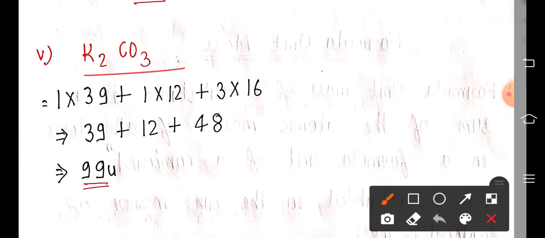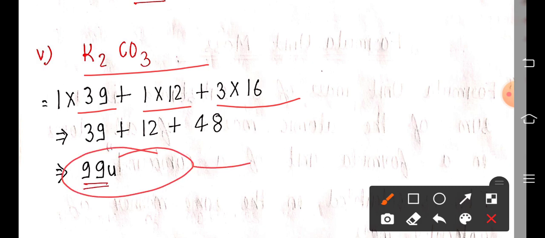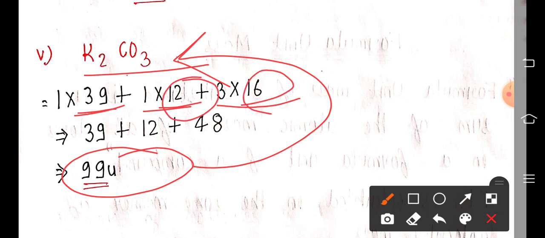Now we see our next and last example, potassium carbonate, K2CO3. 1 into 39 plus 1 into 12 plus 3 into 16 is equal to 99 unit is the formula unit mass of potassium carbonate. Atomic mass of potassium is equal to 39, carbon is equal to 12 and oxygen is equal to 16. From this we find formula unit mass of potassium carbonate is 99 unit.